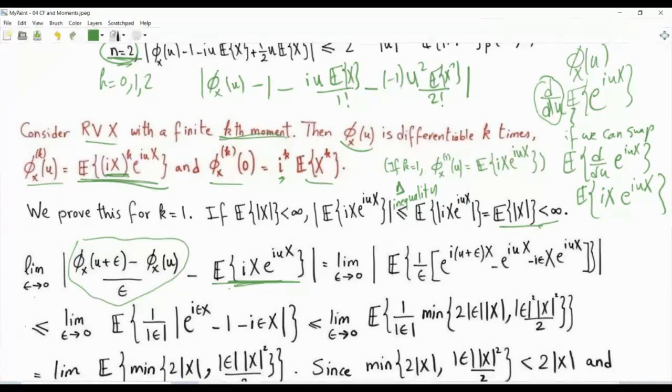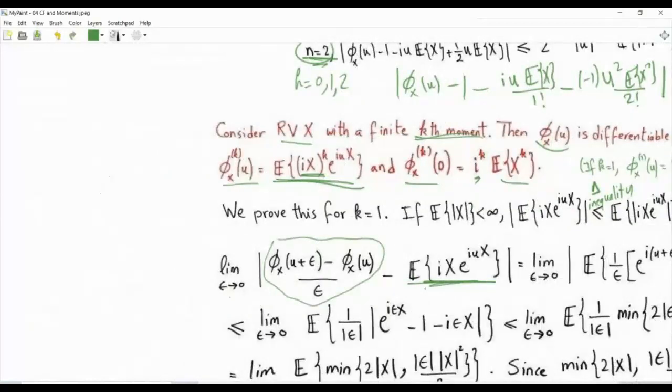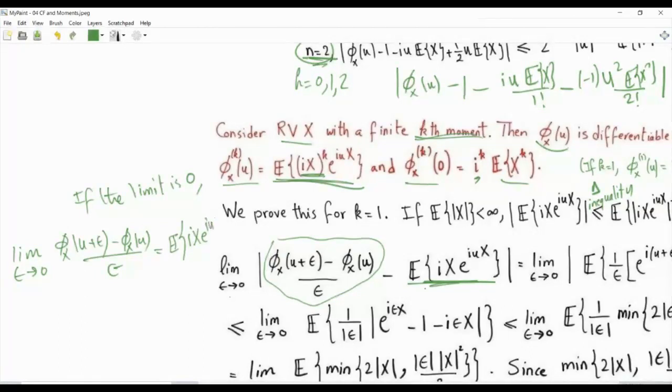Okay, now if the limit is 0, what does it mean? If the limit of a magnitude of a generally complex valued quantity is 0, what does this mean? It means that the thing inside is 0. So if the limit is 0, it means that the limit as epsilon goes to 0 of phi x of u plus epsilon minus phi x of u, over epsilon, is equal to the expectation of ix e to the iux.